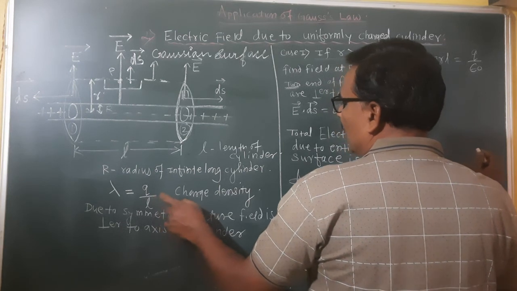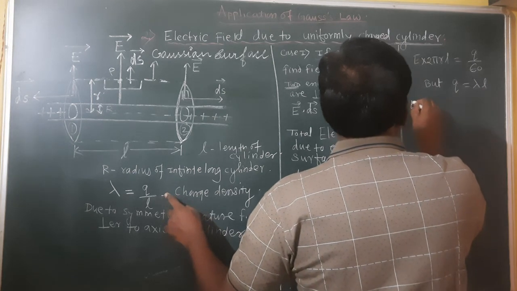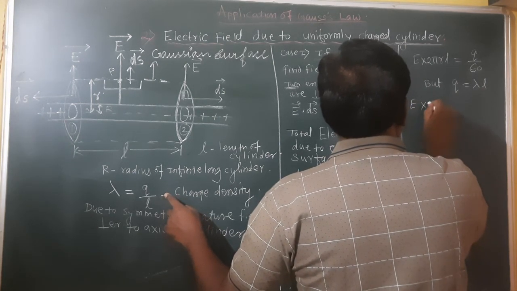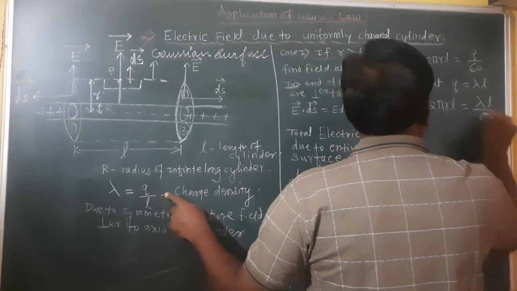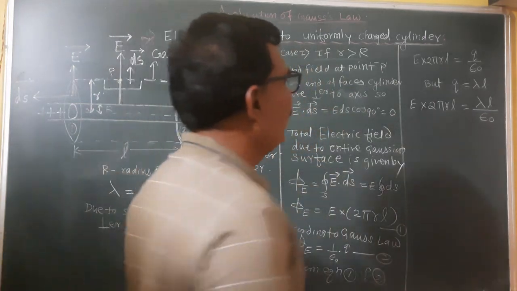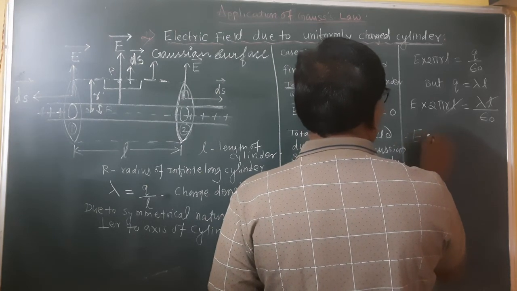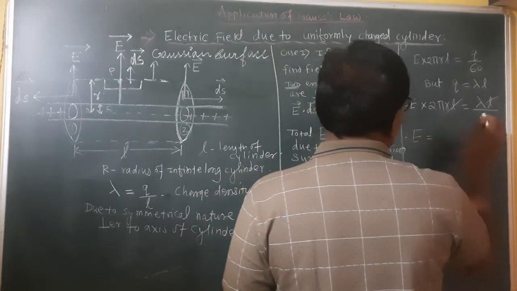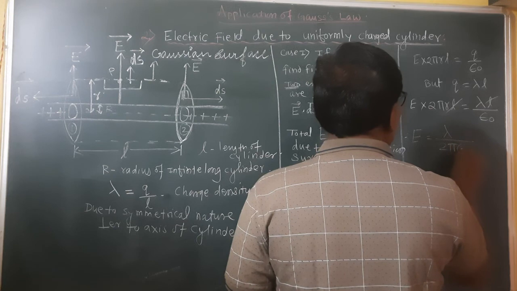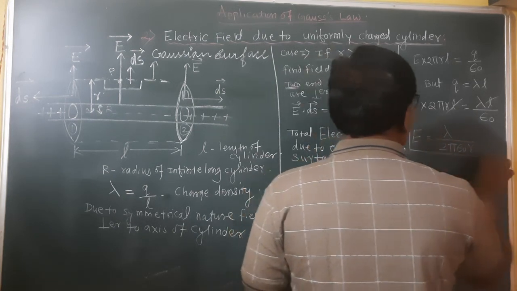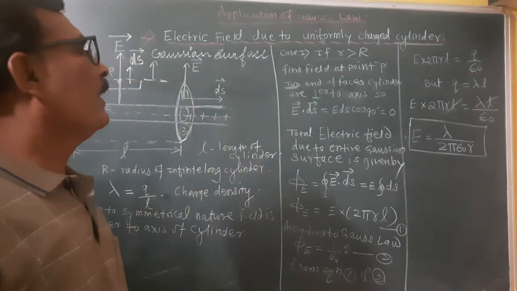But from charge density, what is the value of q? q is equal to lambda into L. So E into 2 pi R L is equal to lambda into L divided by epsilon naught. And here L gets cancelled. So E is equal to lambda upon 2 pi epsilon naught into R, and this is the expression for electric field intensity due to a uniformly charged cylinder.